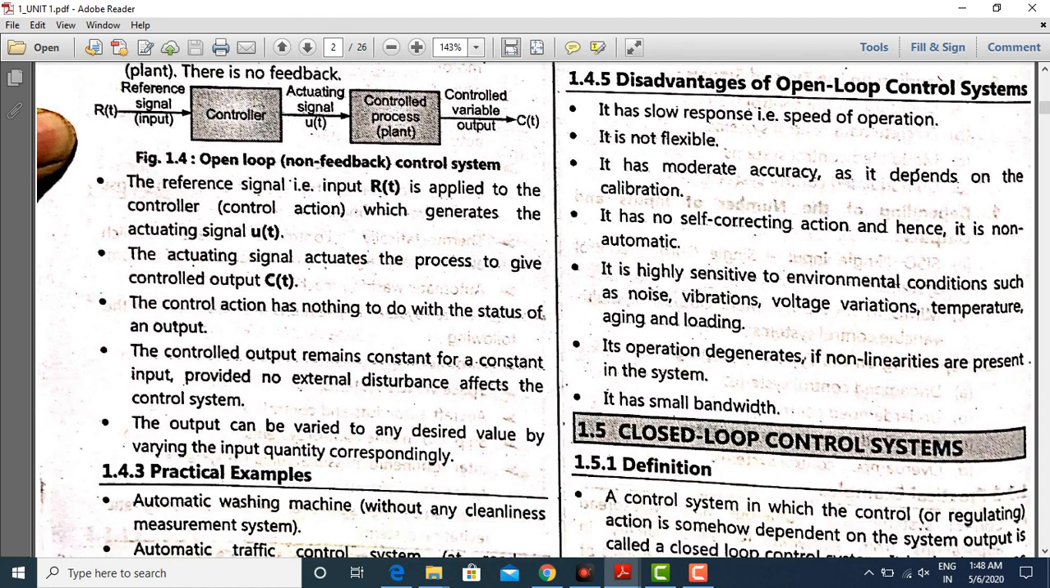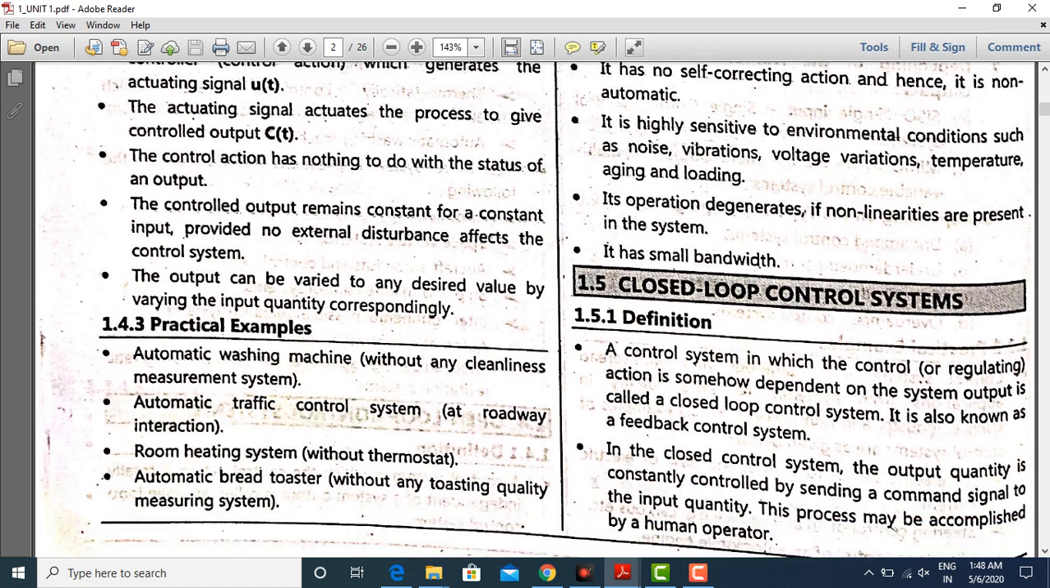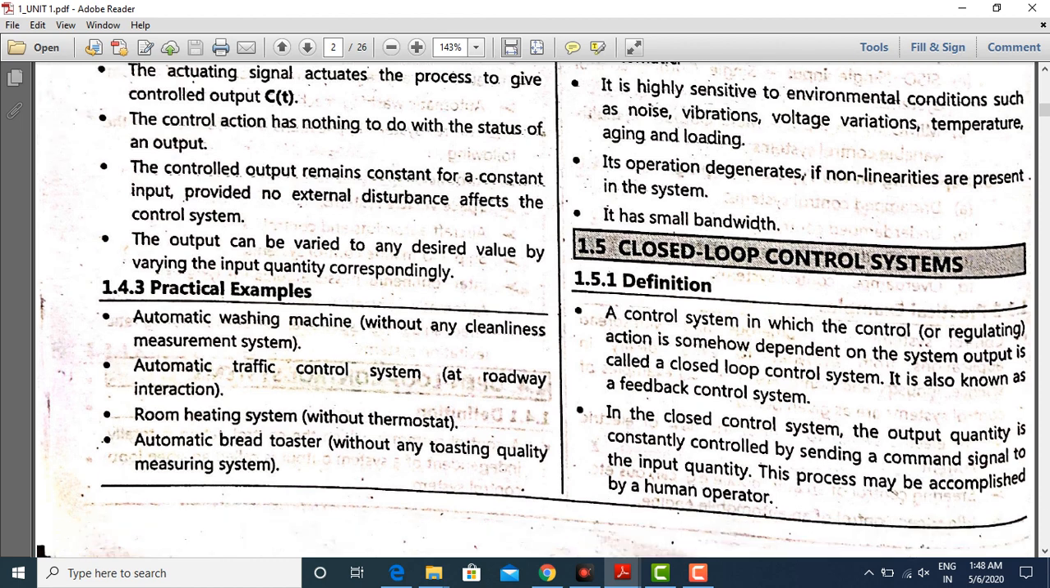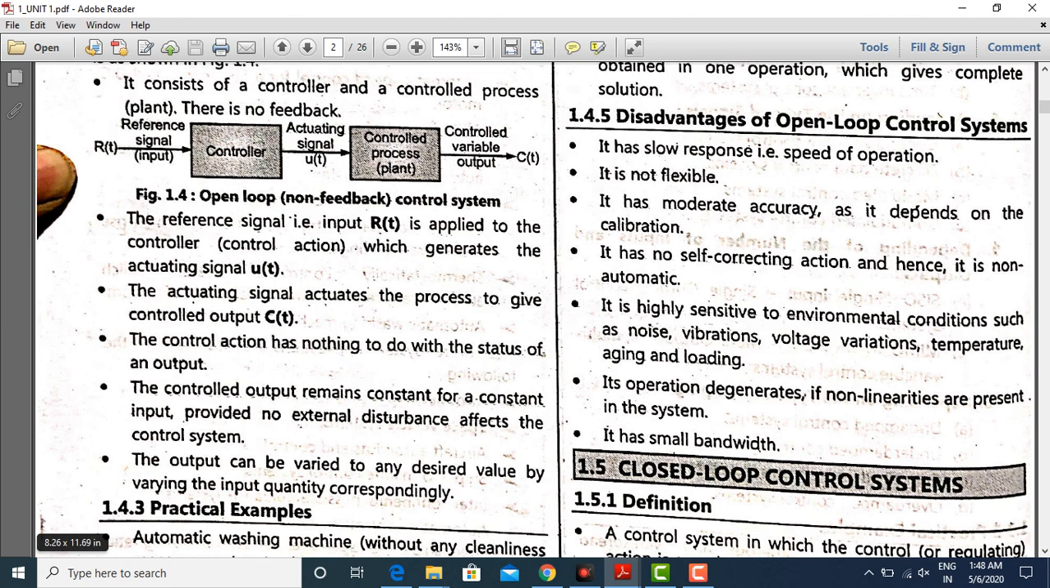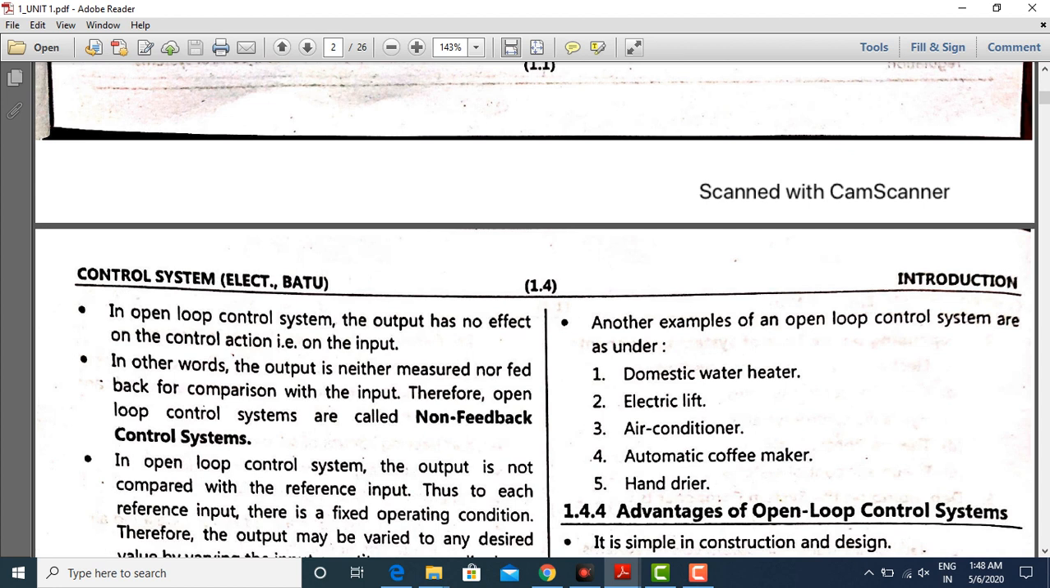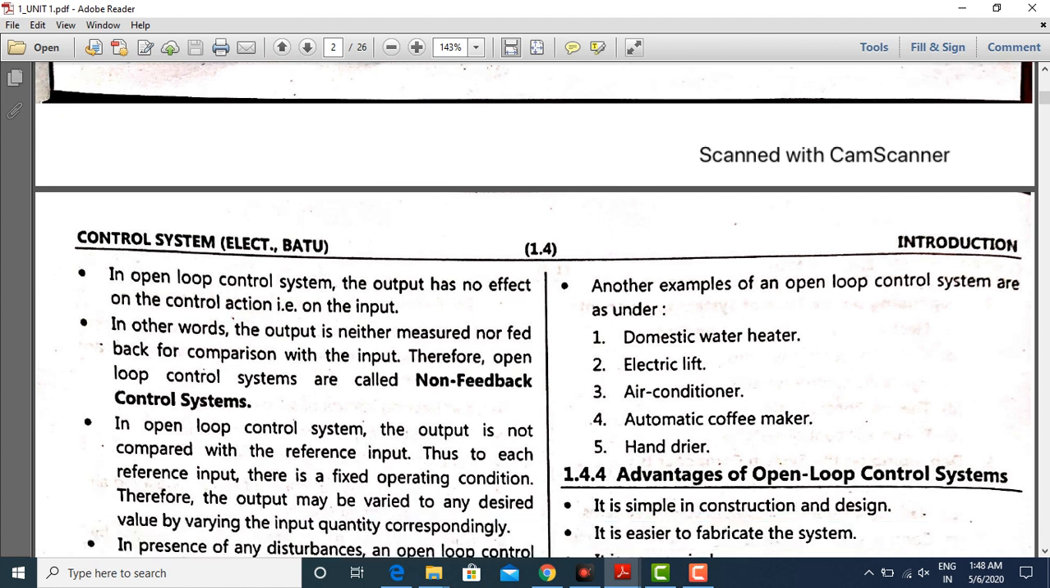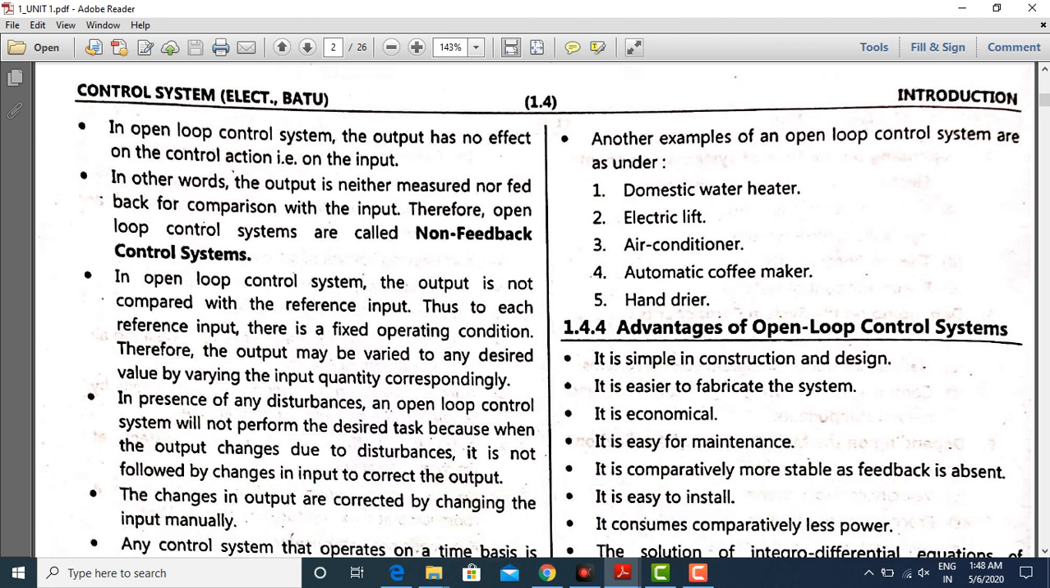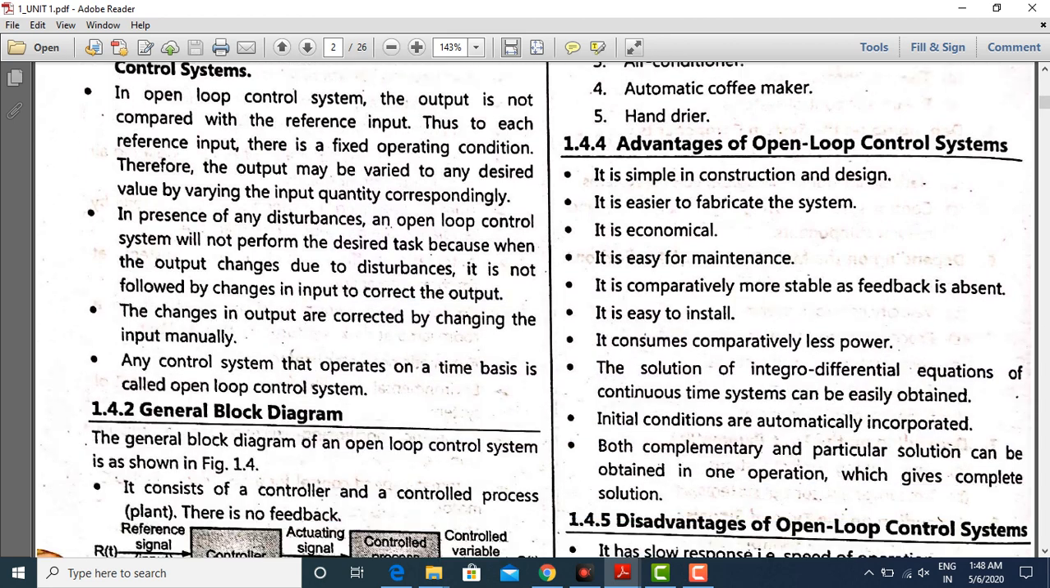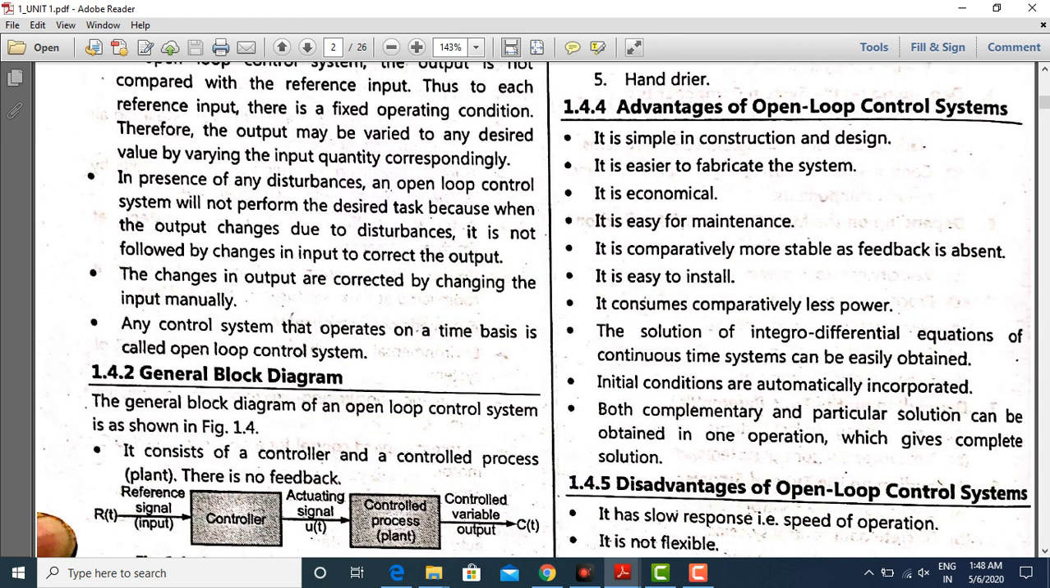Now moving towards next, the practical examples of the open loop systems are like this: automatic washing machine, automatic traffic control system, room heating system, automatic bread toaster. Here are some other examples: domestic water heater, electric lift, air conditioner, automatic coffee maker and hand dryer. Let's discuss the advantages and disadvantages of the open loop control system.